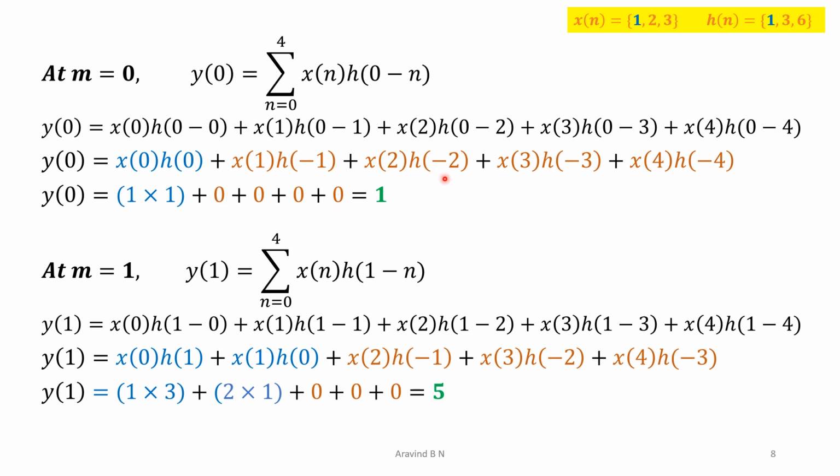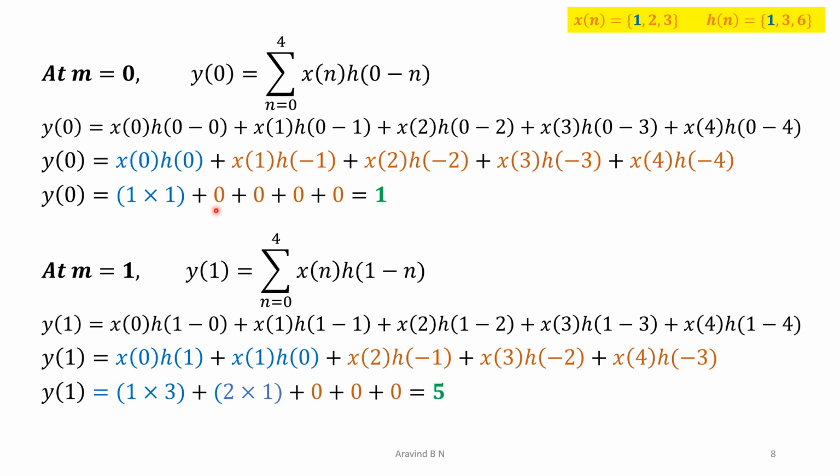Similarly, h of minus 2 is not available. So we consider this term as 0. h of minus 3 is not available, it is 0. h of minus 4 is also not available, so we consider that as 0. 0 multiplied with any value is again 0. Therefore, all these values are going to be 0.